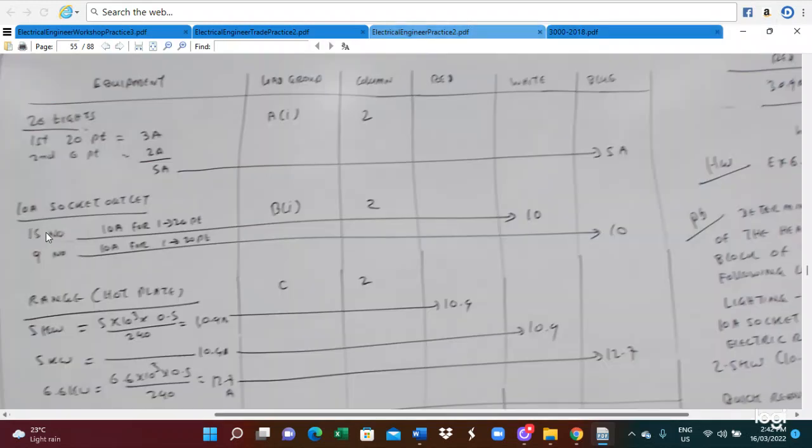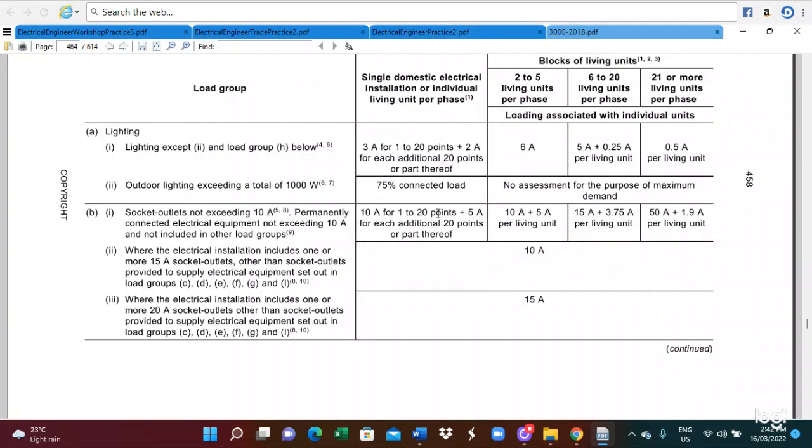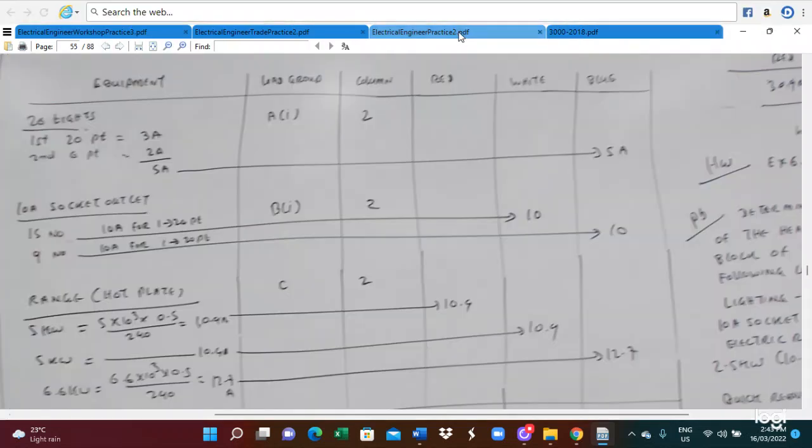First, the 15 number of 10 ampere socket outlets are within the 20 points, so we take 10 ampere. And for the blue phase, the 9 number of 10 ampere socket outlets are also within the 20 points, so you get 10 ampere. This is the rule we take for socket outlets: 10 ampere for the first 20 points. So this is how we calculate the 10 ampere socket outlets.